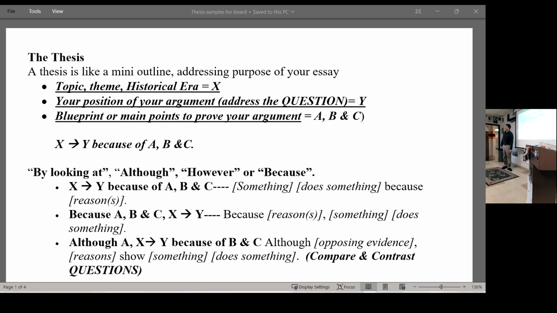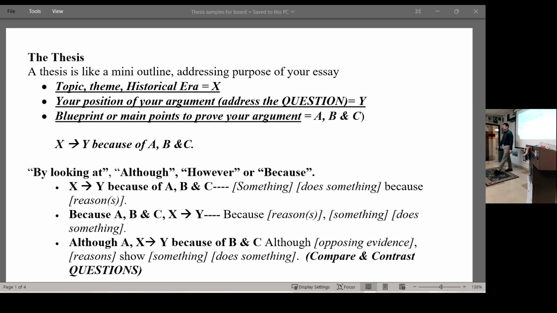So there are 3 parts, and I label them X, Y, and ABC. The reason I do that is so I can say no X on your thesis. And the first part of the thesis statement is the topic, the theme, or the era, something about the question, the prompt, the main elements. And I refer to that as X.